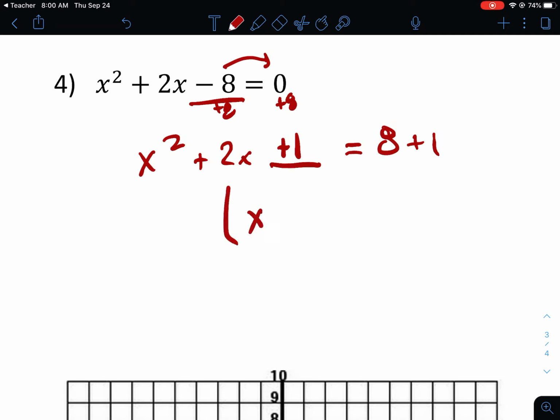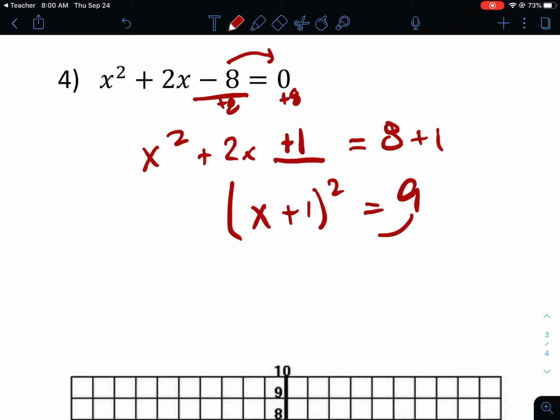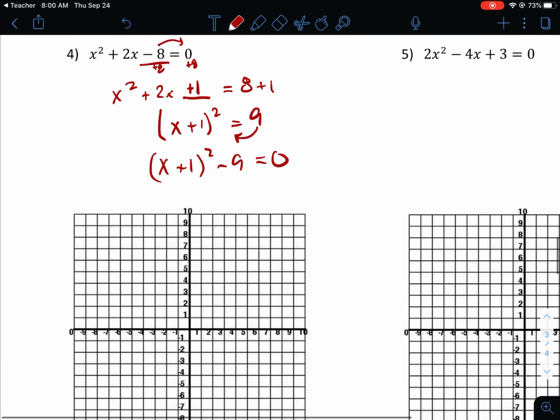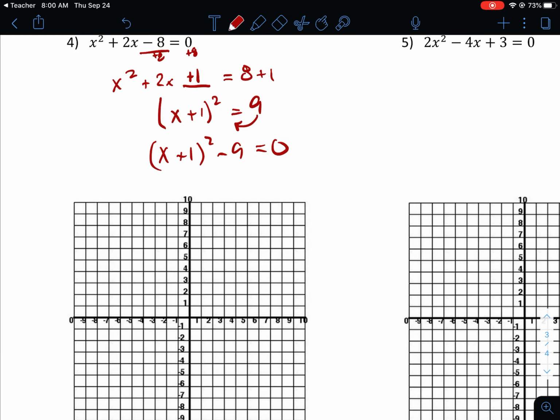So what we get is x plus 1 squared equals 9. And then we just move the 9 back over to this side. So we get x plus 1 squared minus 9 equals 0. And so now we have changed it into vertex form. And so now we have our vertex.